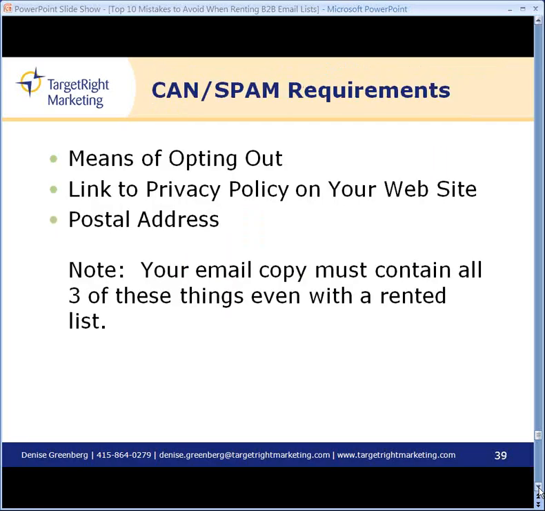Now our final topic, CAN-SPAM requirements. There are 3 essential things that you have to have in your email: a means of opting out, a link to the privacy policy on your website, and your postal address. So just remember that your email copy must contain all 3 of these things, even with a rented list.